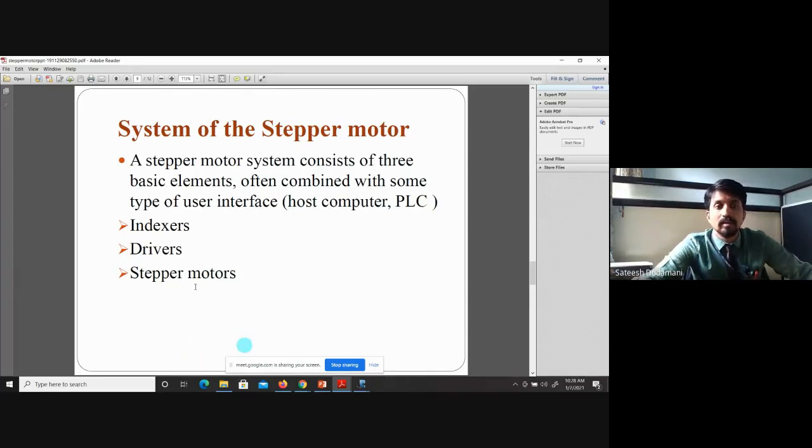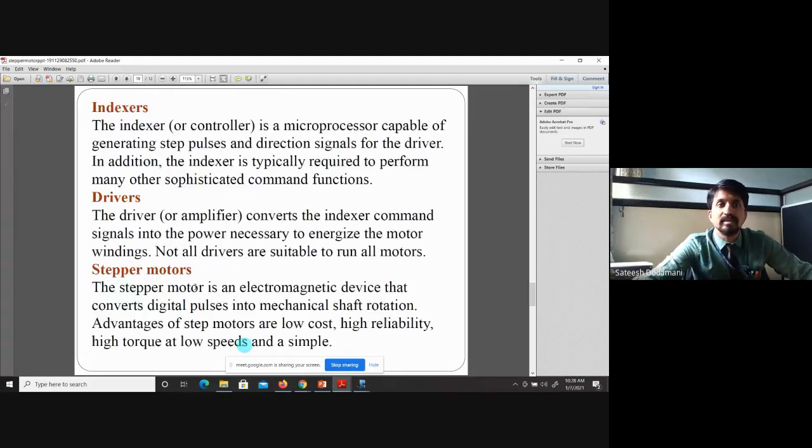Now, this is the system. Indexer means what? The indexer is nothing but a controller. It is a microprocessor, or it may be a PLC, or it may be a 555 timer IC. A program should be there, and as per that, it sends a signal capable of generating step pulses and direction signals for the driver circuit. In addition, the indexer is typically required to perform many other sophisticated command functions. It gives a command function, or produces the signals which are given to the drivers.